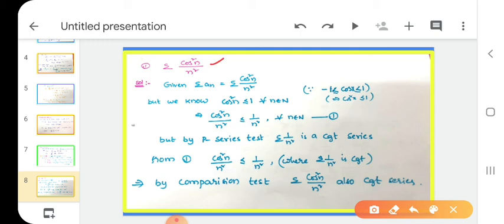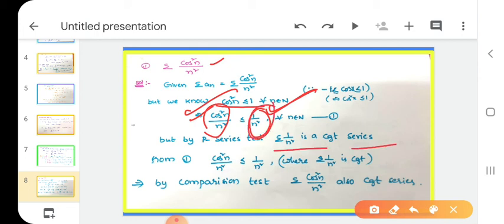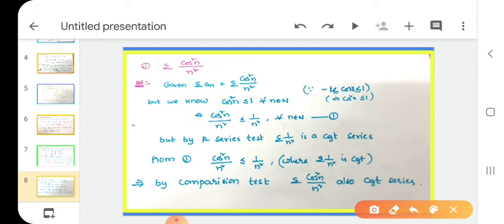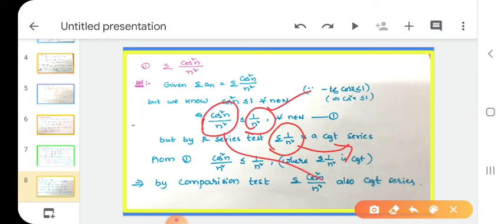Here we take the value of cos square n and divide with n square. After dividing by n square, we get two series. First I check whether 1 by n square is convergent or not. We find the summation 1 by n square is convergent. Then if the larger series is convergent, automatically the smaller series is also convergent by comparison test.